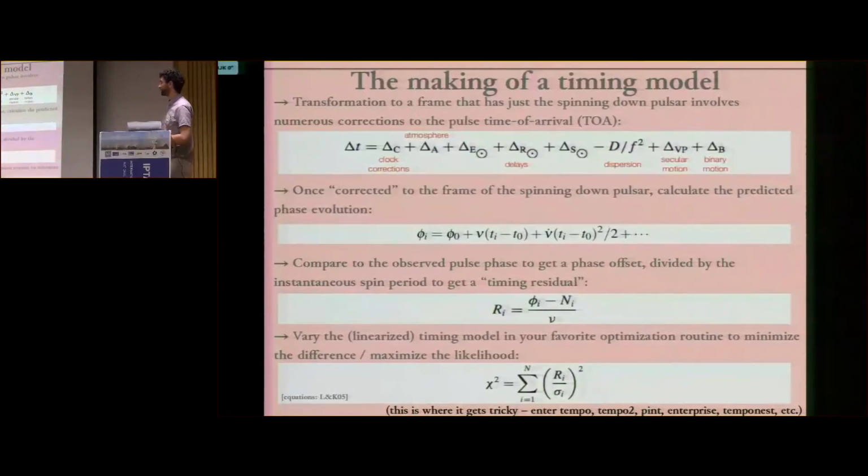And so you take these residuals, well, they're part of the likelihood function that you plug into some optimization routine in order to minimize the same, it's also a chi-squared statistic. This is different from the one I showed you before, but the idea is the same. You want to write down just the difference between a model and data and optimize it in order to get the best fit timing model parameters. And this is where it really gets tricky. This is where our timing codes, tempo, tempo2, PINT, enterprise, tempo nest, that's where these come in.